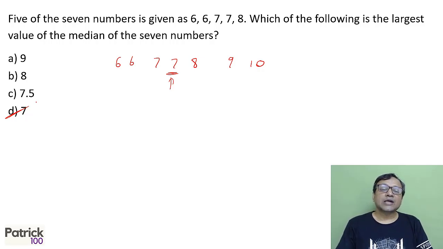Right? If they wanted the smallest value, we would have taken two smallest values less than 6, and the median then would have been 6. But since they want the largest value, it will be 7.